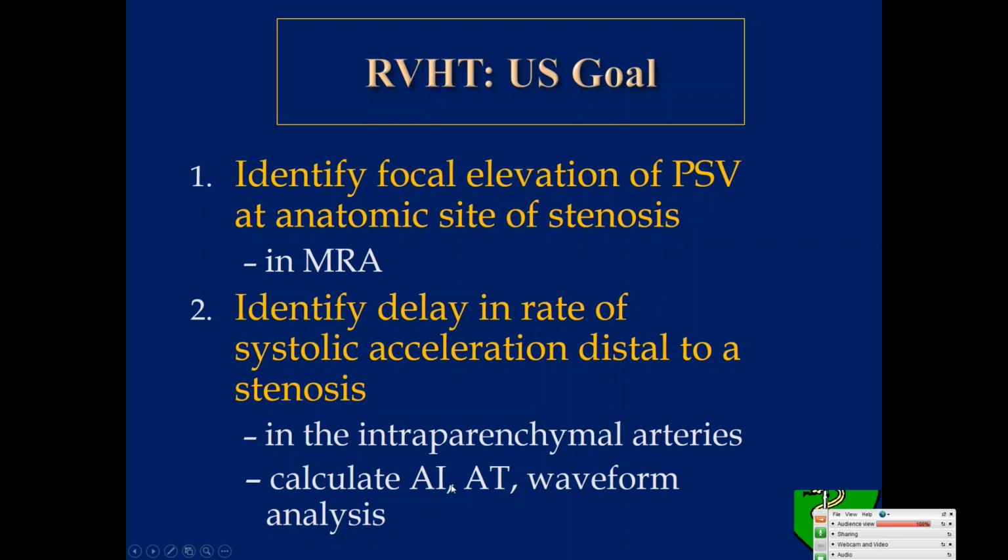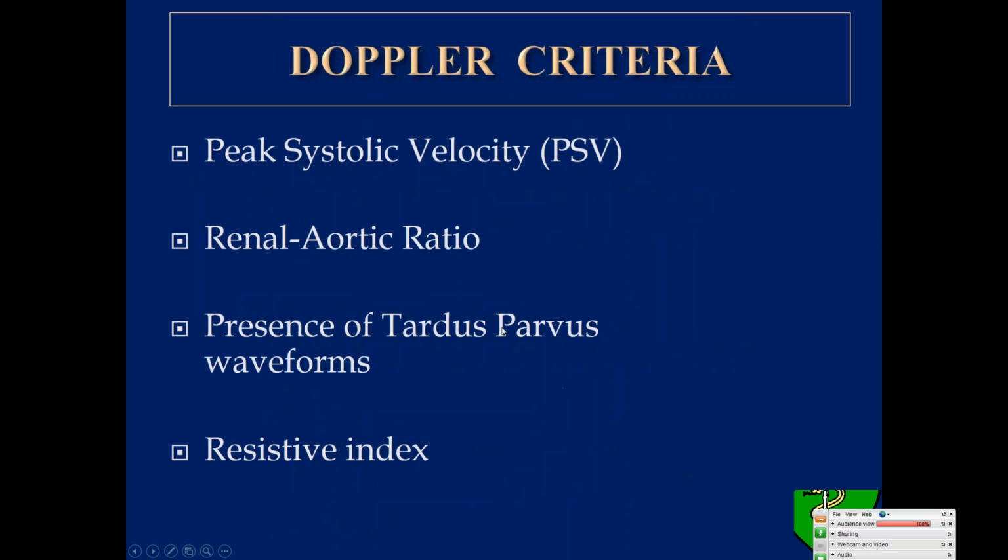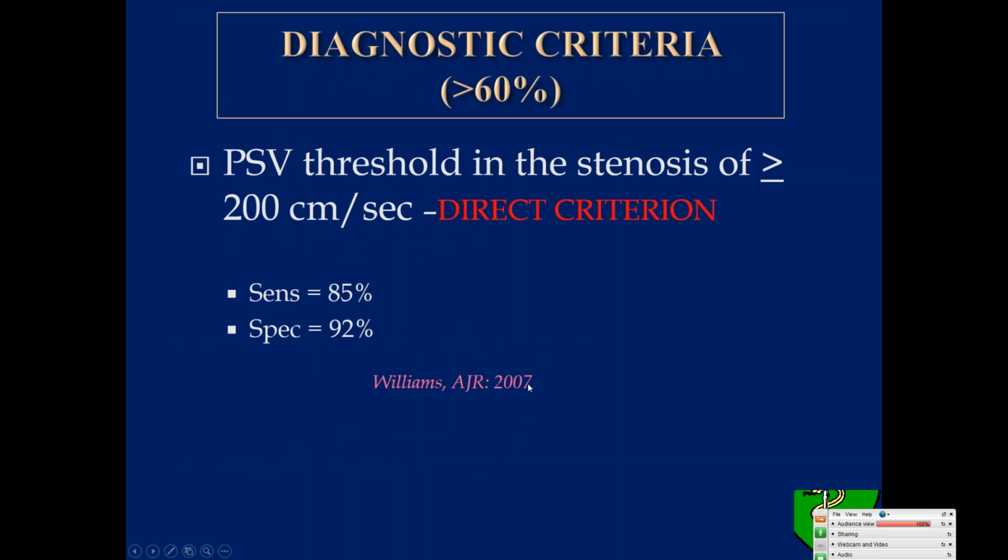We can calculate our acceleration indices and acceleration times and assess the waveforms within the segmental vessels to decide if there is a significant stenosis that maybe we are missing. So these are the different criteria that we utilize for evaluation of renal artery stenosis: peak systolic velocity, renal to aortic ratio, presence or absence of tardus parvus waveforms, and resistive index. However, resistive index is more non-specific, as we found later.